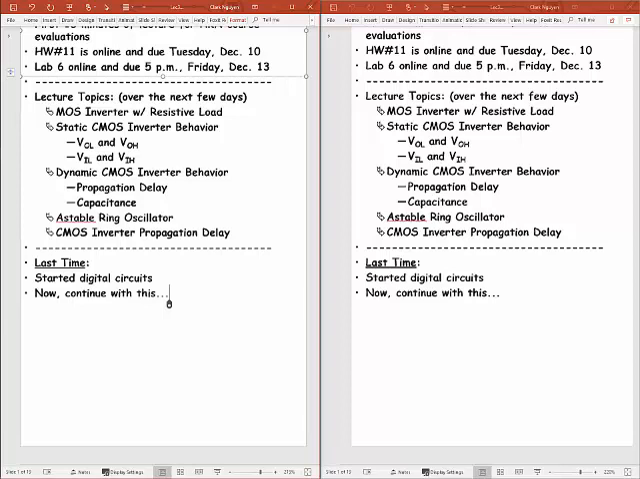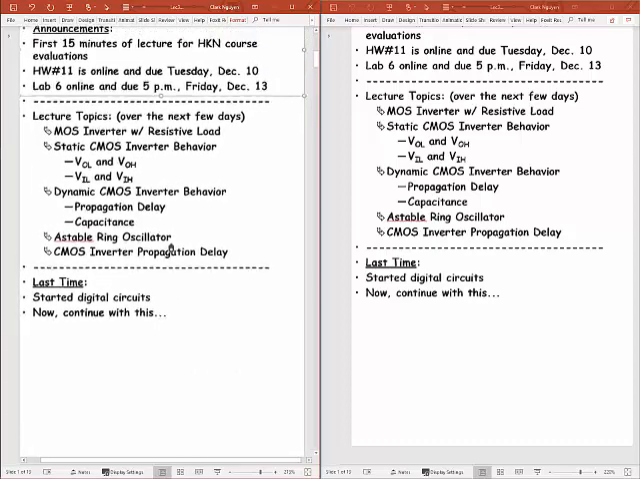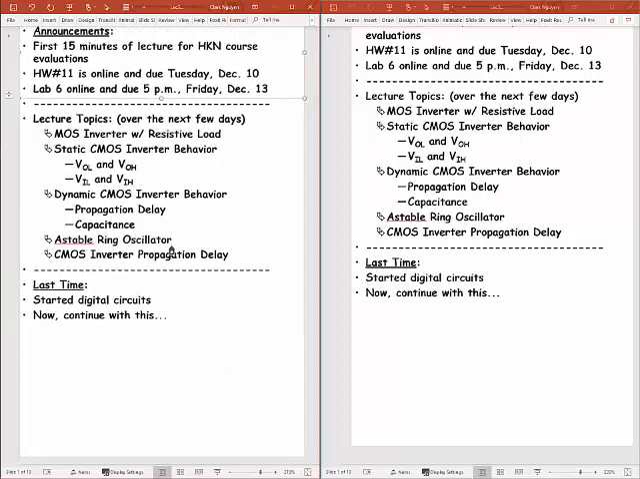Let's see. So today's topics. Last time we were looking at the MOS inverter with a resistive load. So we're talking about digital circuits now. Today we're going to finish that discussion and say what the problems are with that, because that's not the way inverters are made. We do something different. We actually use static CMOS inverters or other types of CMOS inverter. We'll explain why CMOS is the better way to do it.